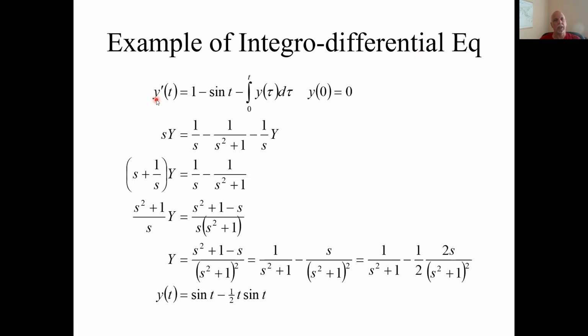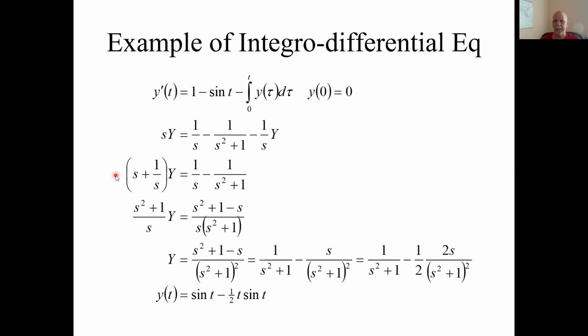Integro-differential equation. I've got a derivative here and an integral here. And since I have a first derivative here, I'm going to need an initial condition. So again, take Laplace transforms term by term. s times big Y. This is 1 over s. This is 1 over s squared plus 1. This is just the integral of y. So it's big Y divided by s. There's our subsidiary equation.